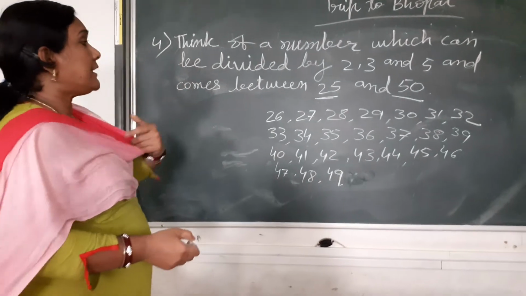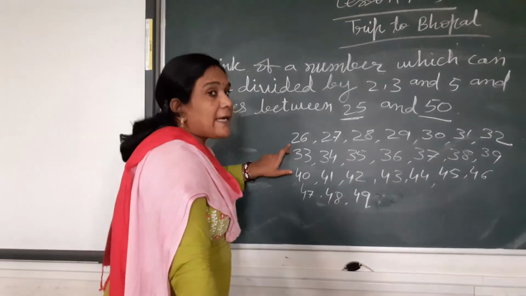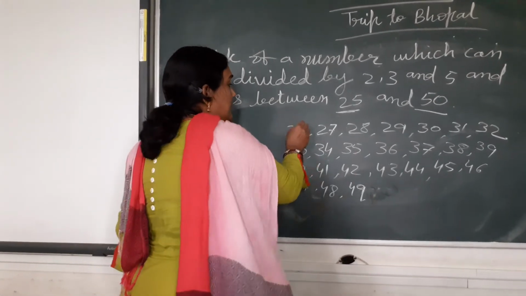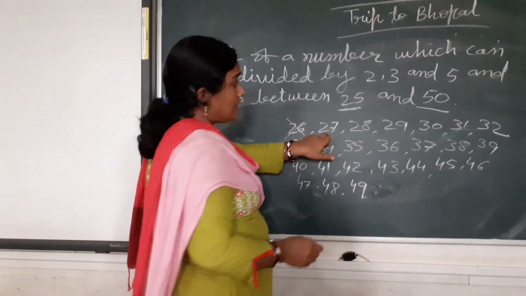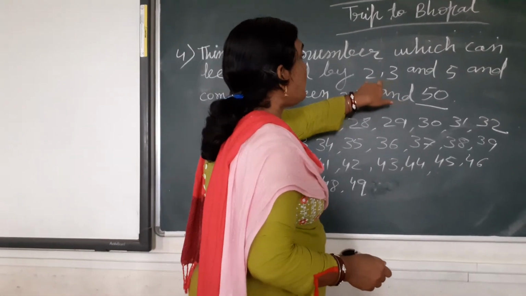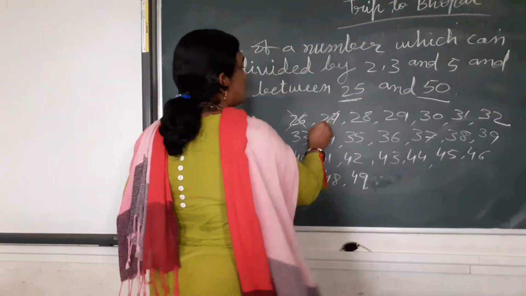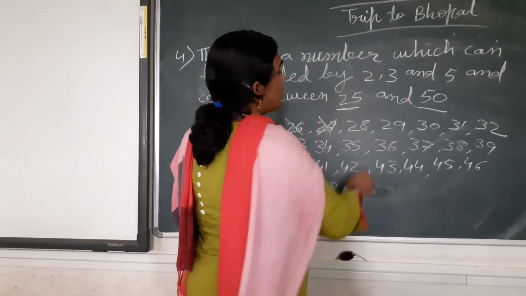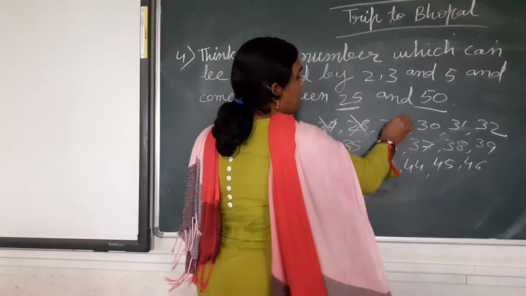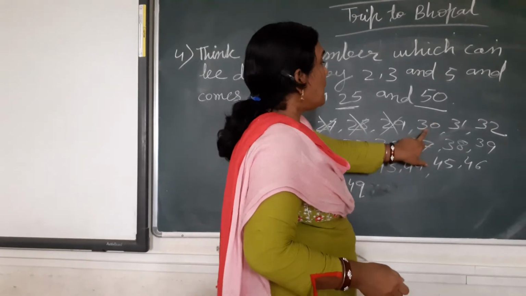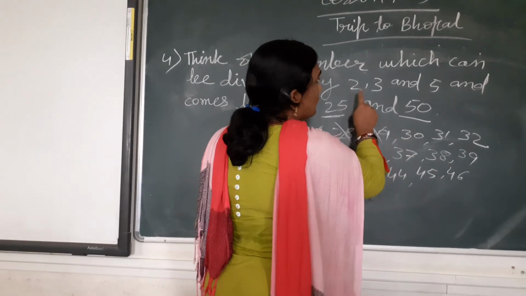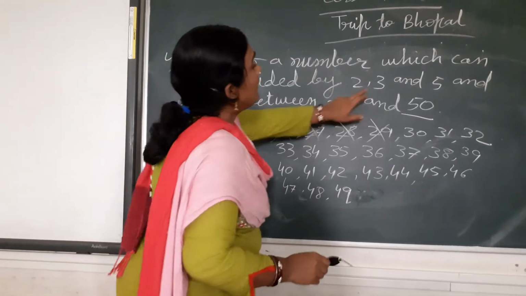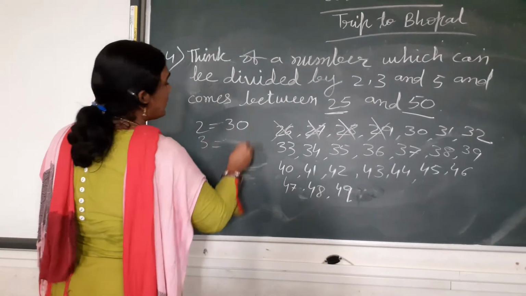Now see, 26 is divisible by 2, but it cannot be divisible by 5, so it is cancelled. 27 can be divisible only by 3, not by 2 or 5, so it is cancelled. 28 is divisible only by 2, so it is cancelled. 29 is a prime number, so it is cancelled. Now 30: 30 is divisible by the 2 table and the 3 table also.